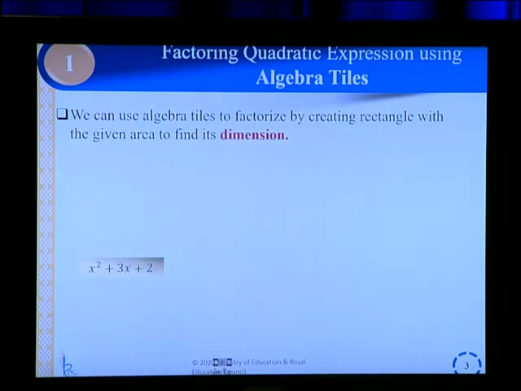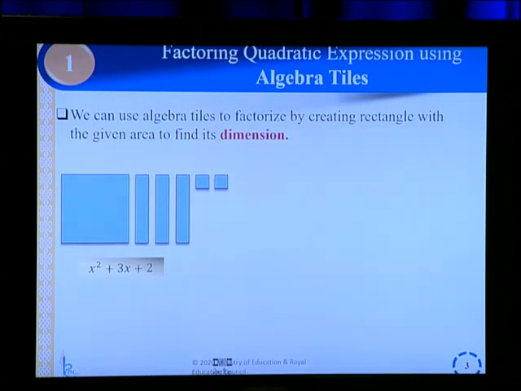We have a quadratic equation x square plus 3x plus 2. So we can represent this equation using the following tiles. You have x square tiles, 3x, and then plus 2. Now next we can create a rectangle using these tiles. So here we go, x square plus 3x, and then we have plus 2.